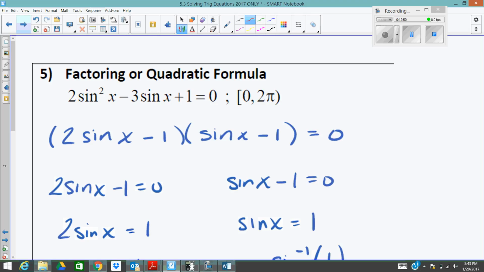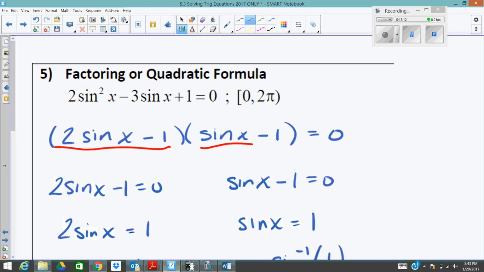Another set of factoring, or possibly, if it didn't factor, using the quadratic formula. We can see it looks like a normal quadratic. We have a sine squared, then a sine, then a constant. This does factor to be 2 sine of x minus 1, sine of x minus 1, which we would have to just get, I guess, and check.